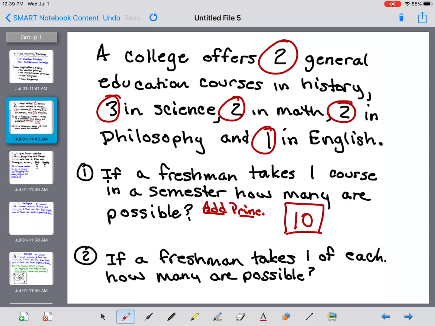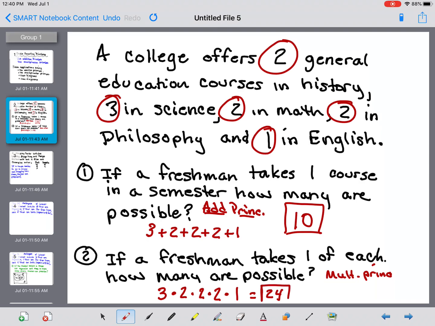Now, if the freshman takes one of each of these, how many are possible? Here's an example of the multiplication principle. Instead of adding those, as we did before, we're going to multiply 3 times 2 times 2 times 2 times 1. So 6 times 4 is 24. The answer is 24.